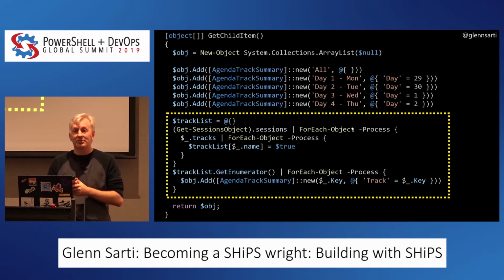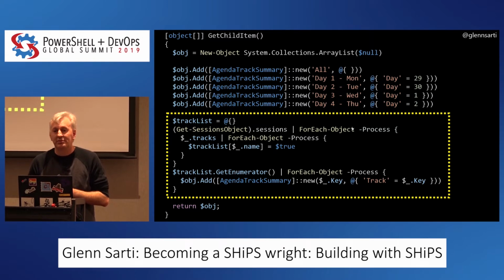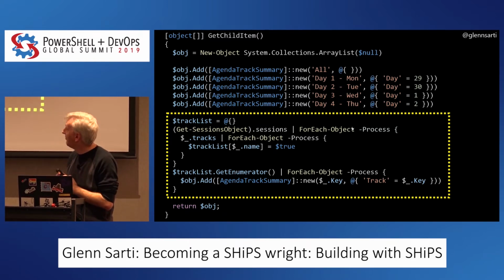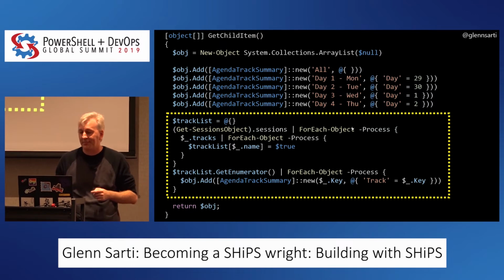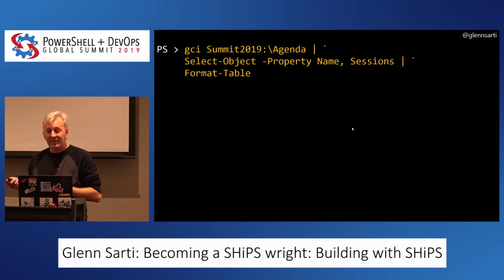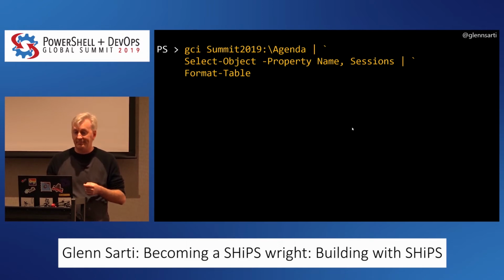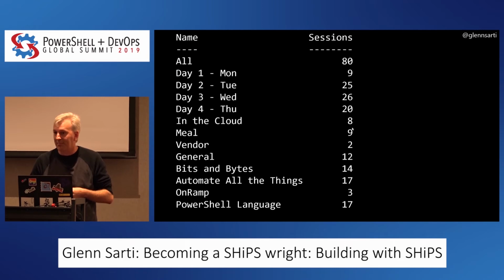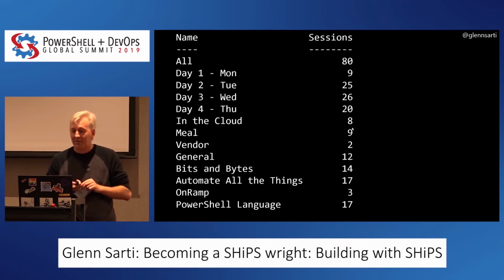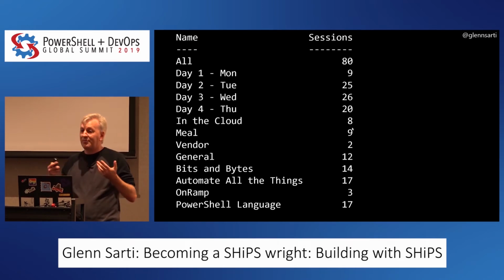So let's see this thing. Oh, yeah, sure. Is there any connection between the track summaries and the agenda, or is it the agenda item? Are there any reference between them? There is an ID tag between the two. Thank you. Okay, so let's get the track summary name and the number of sessions in each track as a table. And ta-da! There are 80 sessions in total, with my favorite being meal, having 9 sessions. And so the agenda track summary object is working.